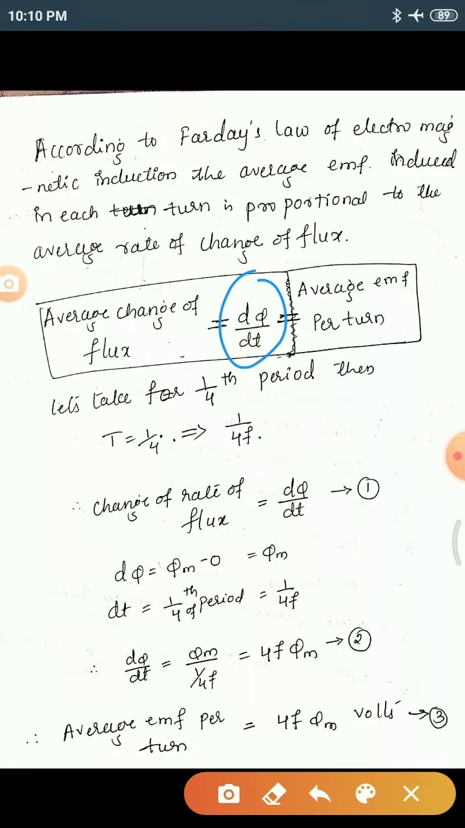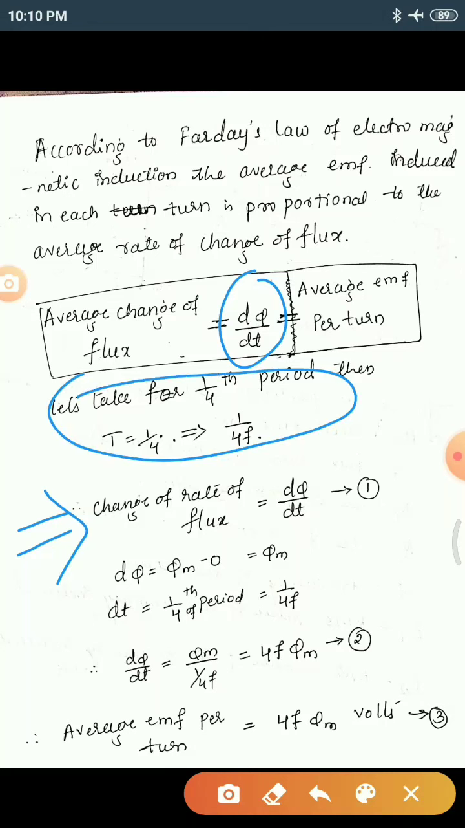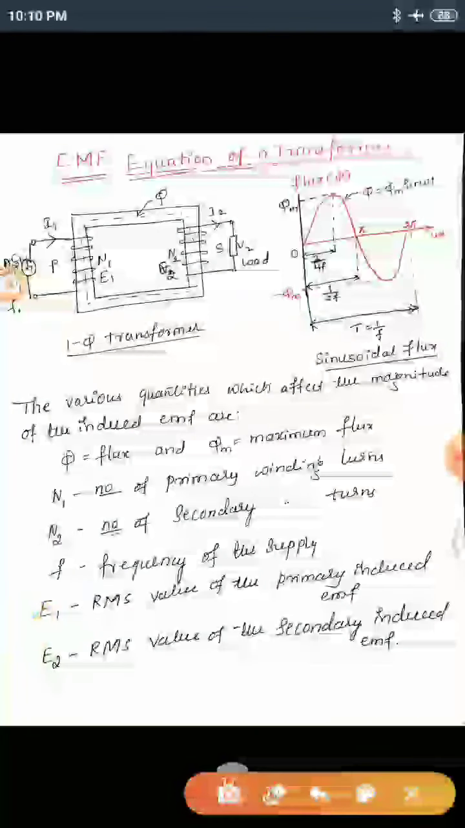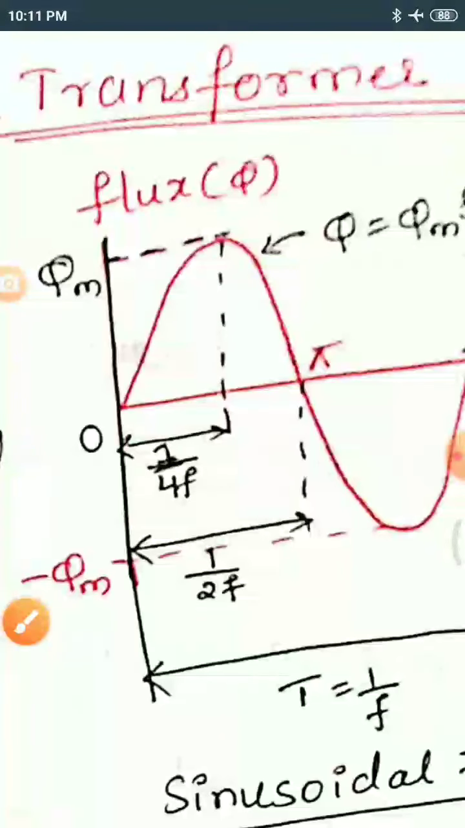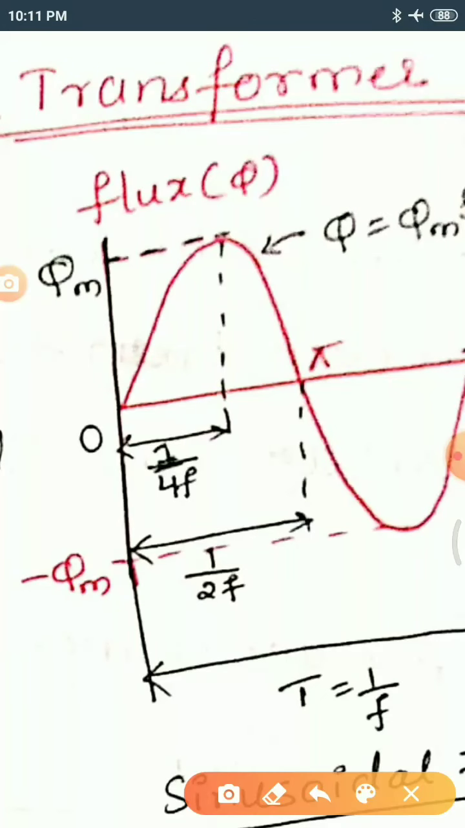Let's start with this. If you are getting confused, you can skip both of those lines. Now we'll observe the rate of change of flux, which is nothing but d phi by dt. Let's take what the change of flux is. D phi is nothing but the change in the flux at the 1/4 period. At the 1/4 period, what is the change of flux?